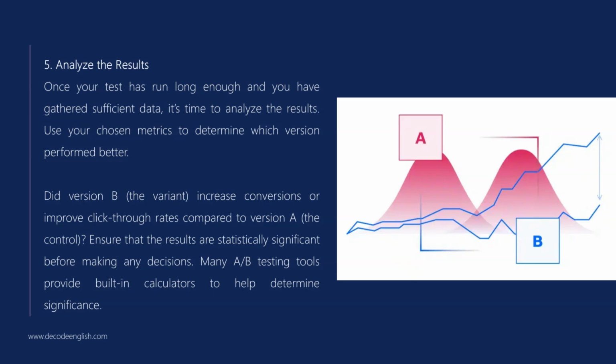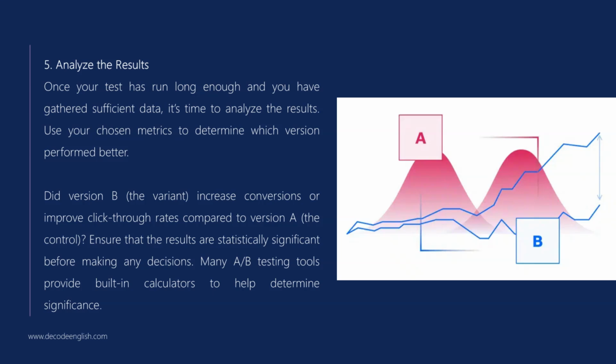5. Analyze the results. Once your test has run long enough and you have gathered sufficient data, it's time to analyze the results. Use your chosen metrics to determine which version performed better. Did version B, the variant, increase conversions or improve click-through rates compared to version A, the control? Ensure that the results are statistically significant before making any decisions. Many A/B testing tools provide built-in calculators to help determine significance.